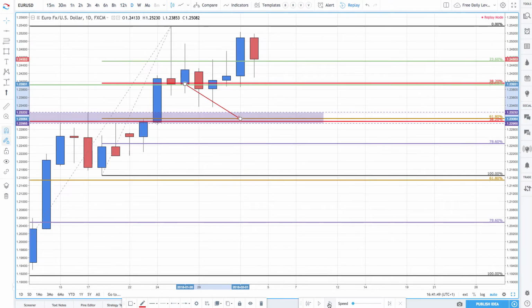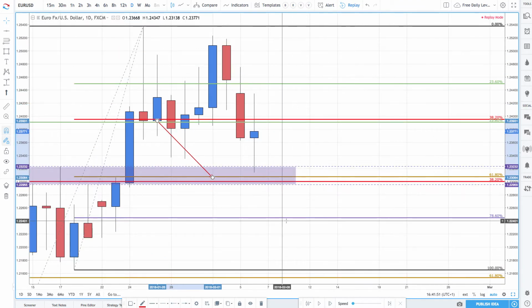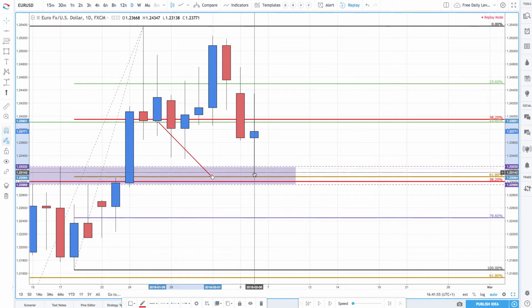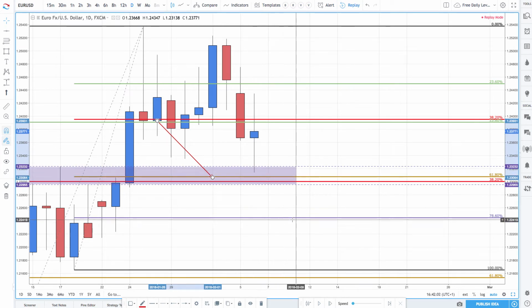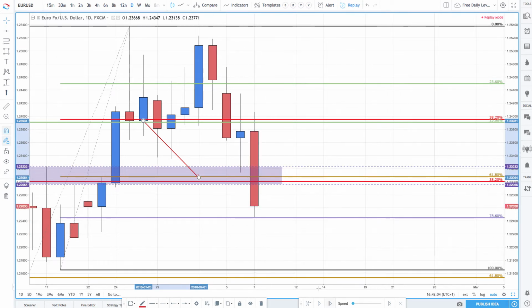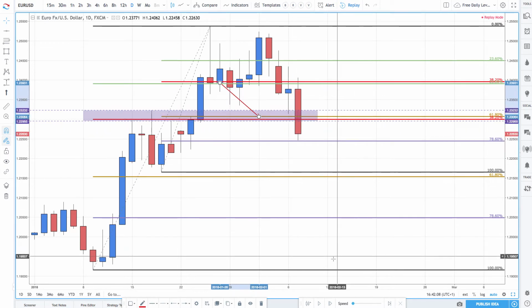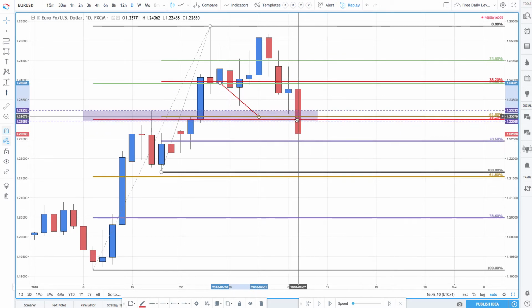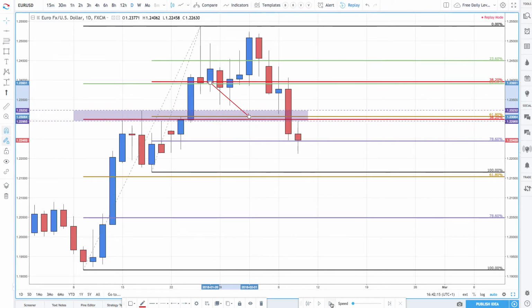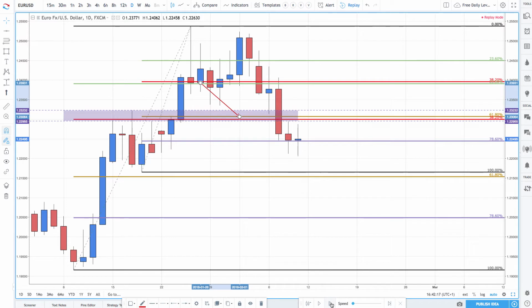But let's continue, right? So we've come down into this level of this support area, and still haven't touched it yet. There might be some traders looking to jump in there as well, right? So on and so forth. And then we get basically this bearish candle. There might have been traders jumping in somewhere around here on a lower time frame, right? And then prices pretty much come down to this level here, to 78.6.